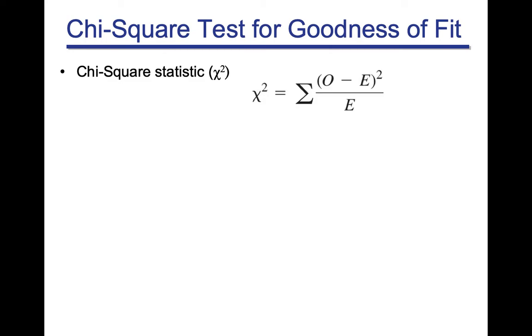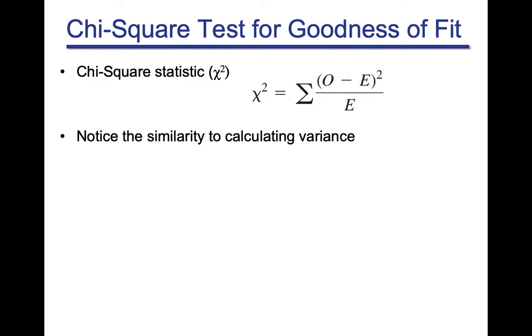So here's our chi-square statistic. What this chi-square says to do is we're going to look at the difference between what we observed versus what we expect. We're going to square that difference. We're going to divide by what we expected in the first place, and then we're going to take the sum of what we observe minus what we expect, squared, over what we expect for each cell of the design and sum that up.